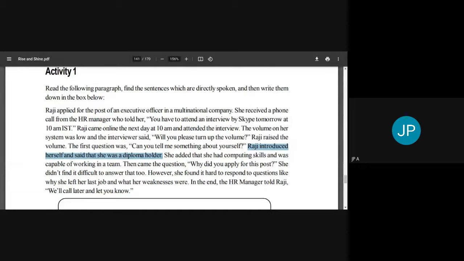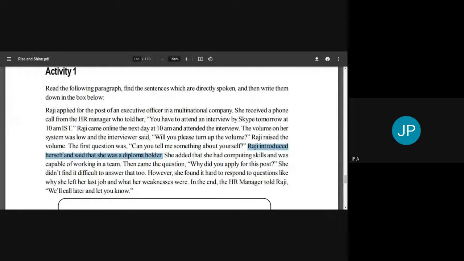അവരുടെ വാക്കുകൾ അങ്ങനെ തന്നെ എടുത്ത് എഴുതുമ്പോഴാണ് quotation marks യൂസ് ചെയ്യുന്നത്. But when I am reporting a conversation by someone, we don't use inverted commas. So here in this highlighted sentence: Raji introduced herself and said that she was a diploma holder.